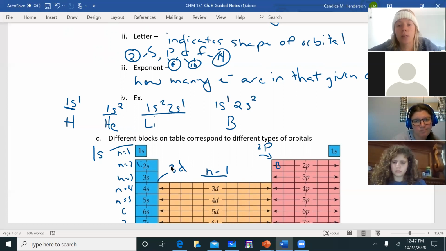After the 2S, where do I run into? I run into the 2P. And how many do I fill in there? I just fill 1 electron in. I don't fill the other 6 spaces.